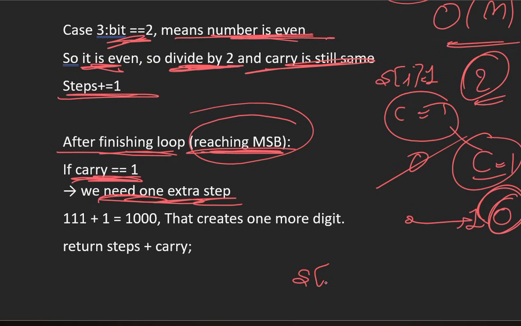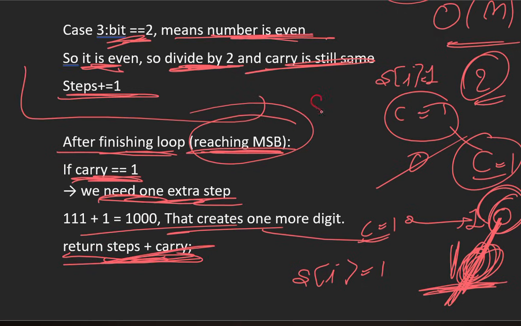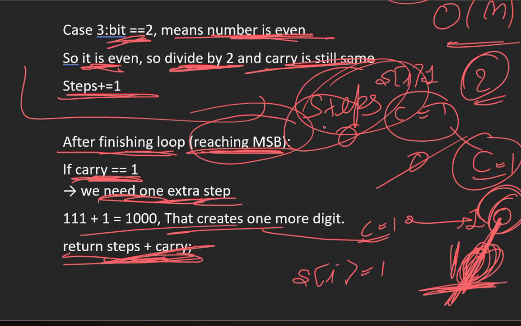Suppose s of I is 1 and carry is also 1, then 1 and 1 is 0, and 1 carry. So we are left with this element. To remove this, we need one more step now. That step will be adding. So at the end we'll return steps plus carry, the total steps that we get up to here, and then we add carry. So if carry is 0, then directly we get this answer, else we add this carry.